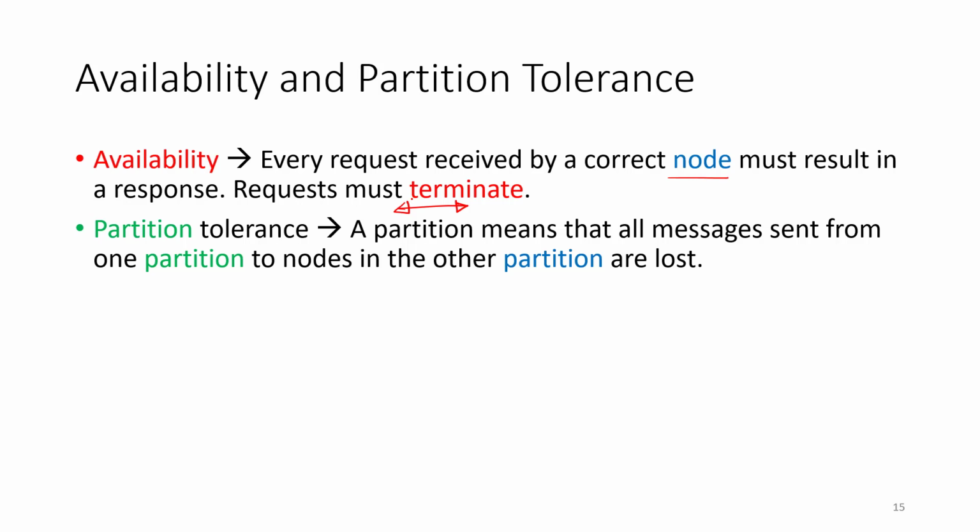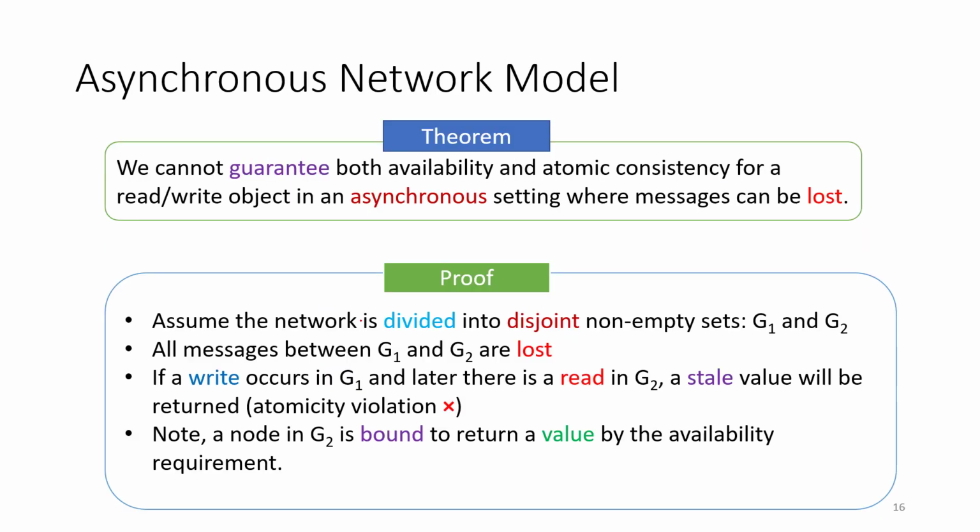The second is partition tolerance, where a partition means that all messages sent from one partition to nodes in another partition are lost. And in spite of that, the system needs to work as well and as correctly as possible. So what's the theorem? The key theorem is we cannot guarantee both availability as well as atomic consistency for a read-write object in an asynchronous setting where messages can be lost. Right, so in any asynchronous setting where messages can be lost, or a partition can be created, we cannot guarantee availability and atomic consistency.